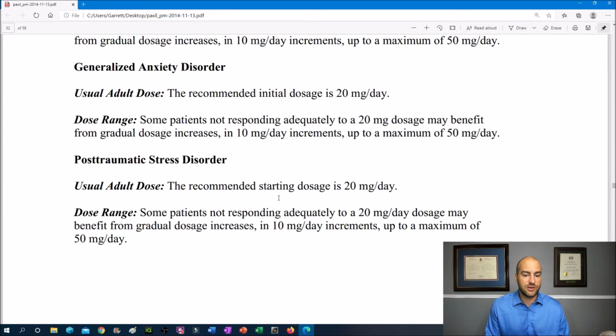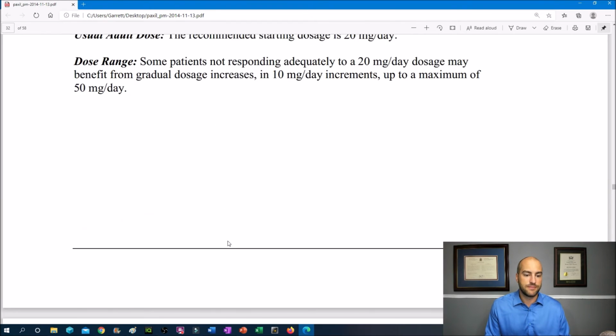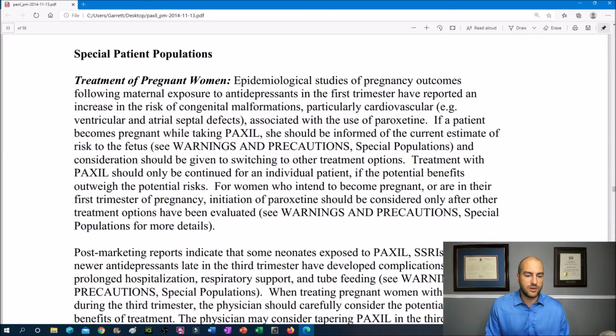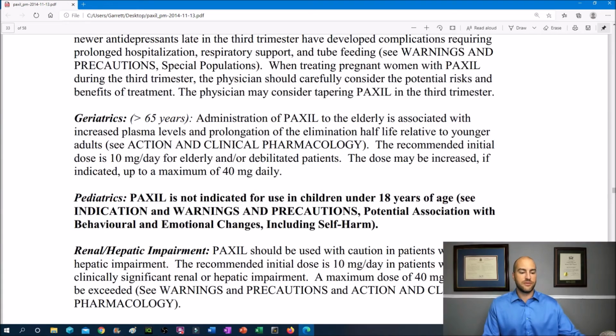Post-traumatic stress disorder, starting dose 20 milligrams. If you don't respond to 20 milligrams, again, you can increase by 10 milligram increments up to a maximum of 50 milligrams per day. Special populations. I'm going to avoid pregnancy because I just don't want to risk anybody getting their advice from me. With pregnancy, you should always go to your physician, for everything, but pregnancy, you should consult your physician for sure.